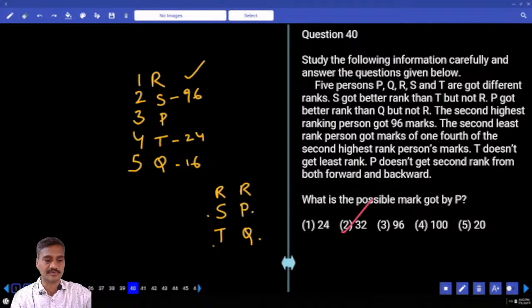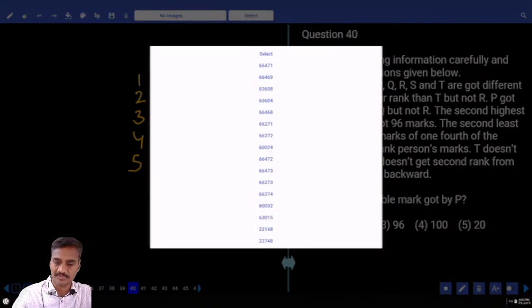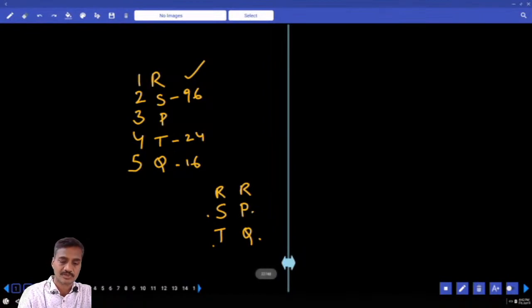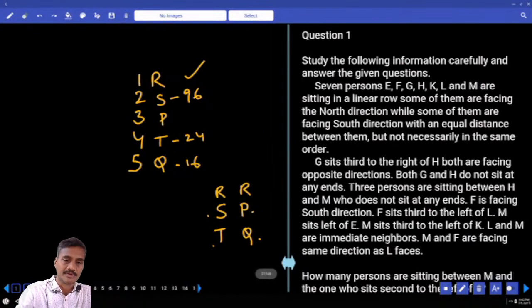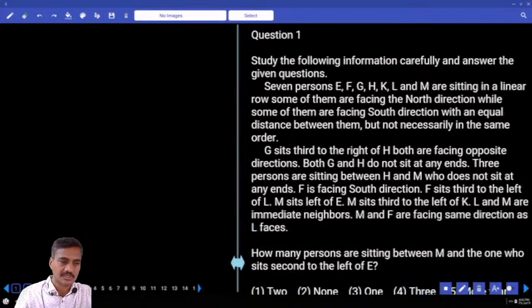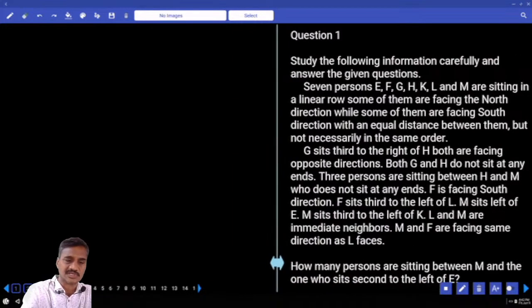The next one, RRB PO prelim. Now in this PO prelim, paper number 48, question number 1. Now the first one is based on, there are some 7 persons. They are seated in a row. Some of them are facing north, some of them are facing south. 1, 2, 3, 4, 5, 6, 7.